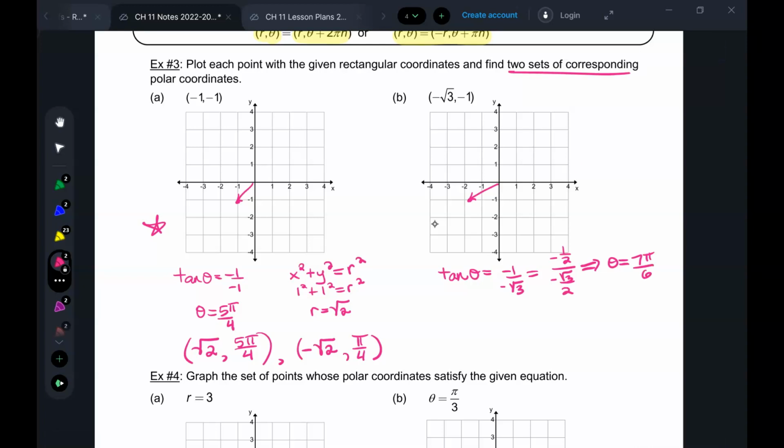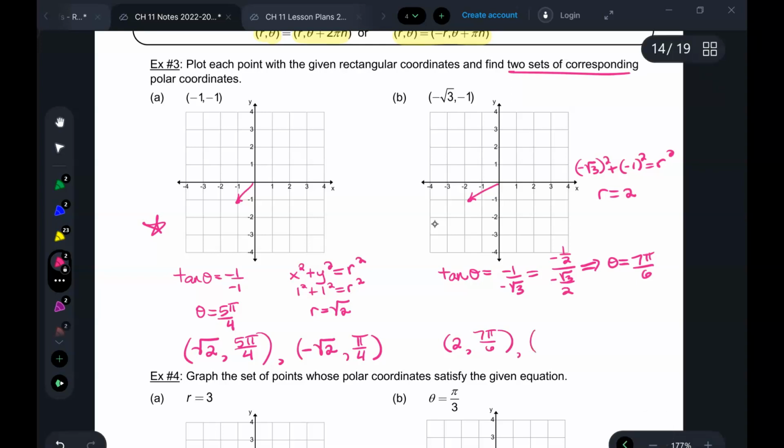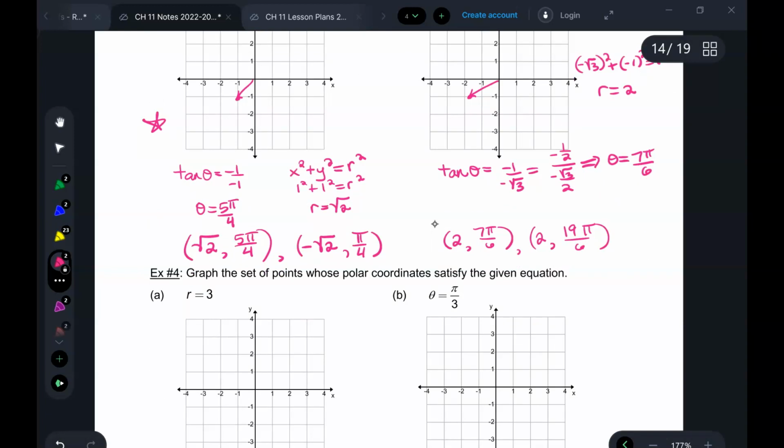Okay, and then for r, we have negative root 3 squared plus -1 squared equals r squared. It's going to give us 3 plus 1, so r is going to be 2. So we'll have 2 comma 7 pi over 6. And we can do the same thing. Actually, maybe we'll do this one differently. So 2 comma, if we were to add 7 pi over 6 plus 2 pi, so 7 plus 12 gives us 19 pi over 6. Or we could do something similar to what we did in the last problem.